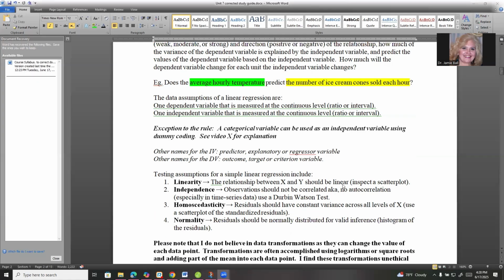So the testing assumptions for a simple linear regression include the assumption of linearity, that the relationship between the two is linear, and we look at a scatter plot for that. Number 2 is independence, also known as no autocorrelation. And we use a Durbin-Watson test for that. So the observations should be independent of one another and not correlated.